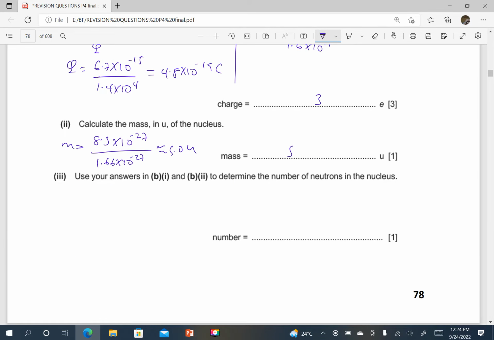Then use your answer in B and B Roman 2 to determine the number of neutrons in the nucleus. So for this nucleus X, this is going to be the mass number, this is going to be the mass in u, and 3 will be the charge, 3e. So that means the number of neutrons will be 5 minus 3, which gives us 2.